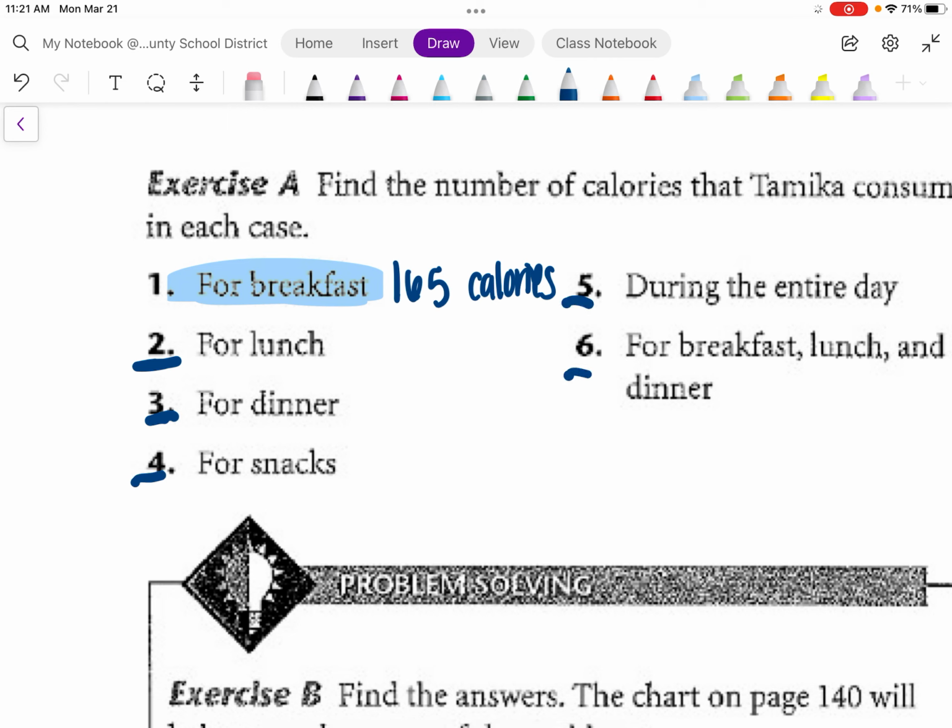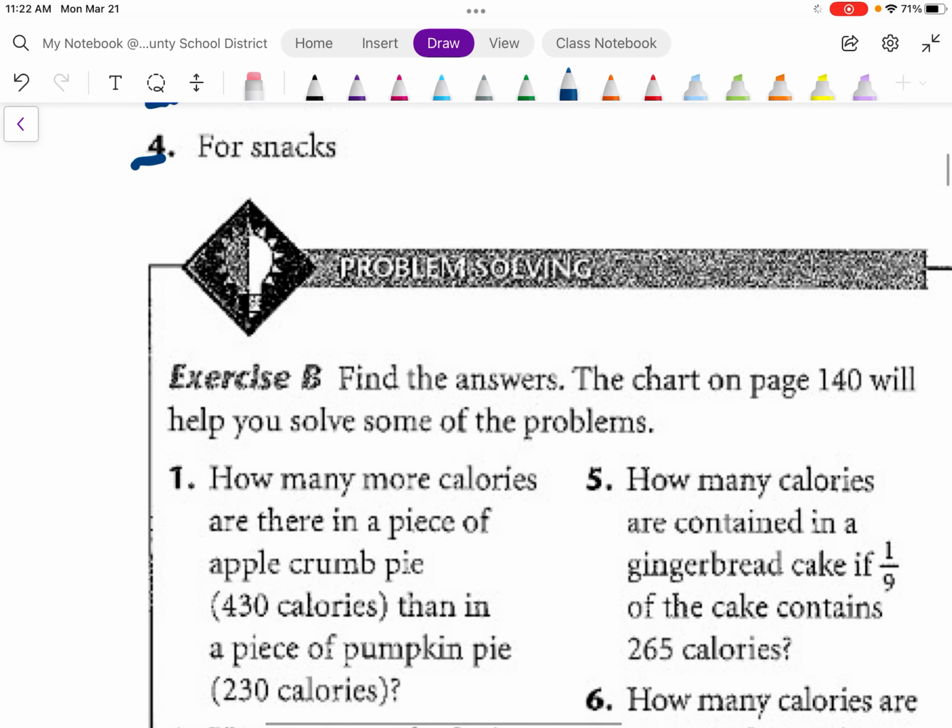You're just going to add it up based on what it's telling you. So for number 5, for example, it's telling you to add up for the entire day. So you're going to add up all of the things they ate for breakfast, lunch, dinner, and including snacks. Okay, so please make sure you complete those 5.